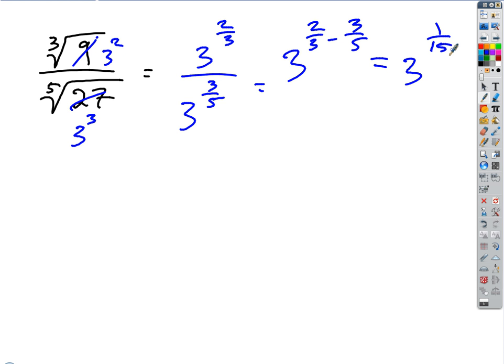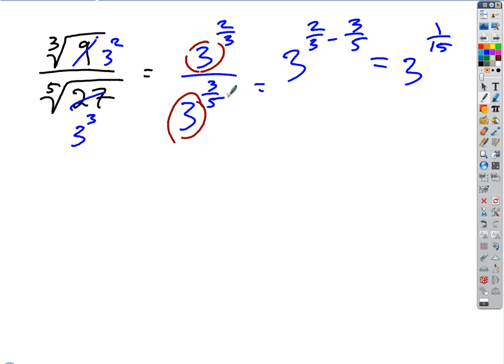That's our answer. Wait, isn't there a 3 on the bottom? But when we divide like bases, we subtract the exponents, right? Everybody see that? But on the other one, the 5 just stayed on the bottom. Okay, but we made it stay on the bottom. Remember the difference in the last case was we had a bigger exponent on the bottom, right? And so we had to leave the base on the bottom, so we needed to rationalize things also.